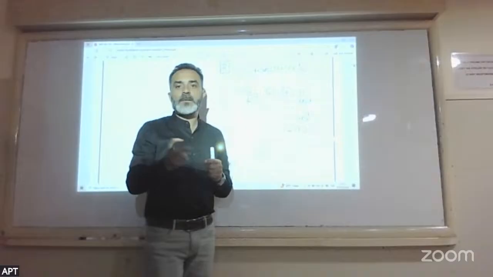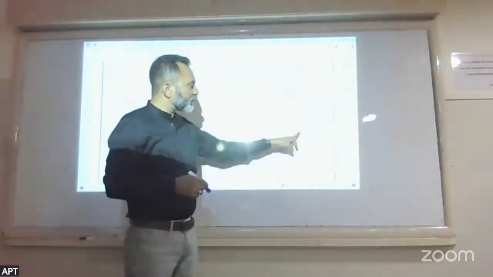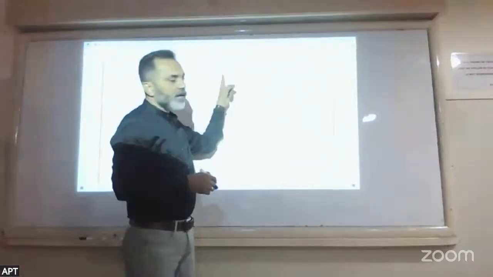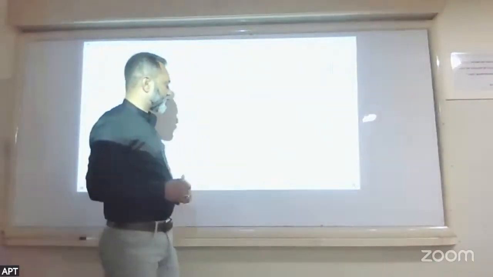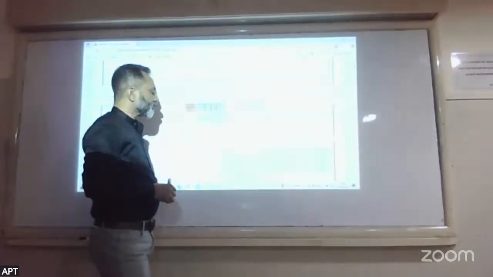So with that you get B suffix Y with this peak value. So in this code, the correct option was 2. Okay. Next question. Number 3.